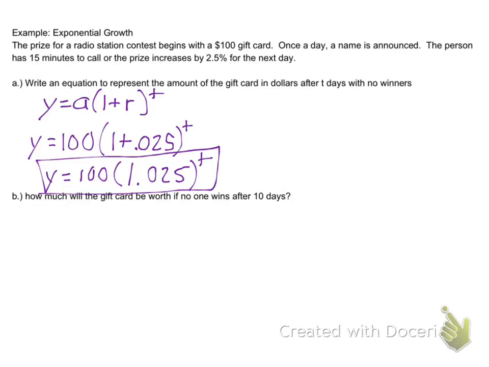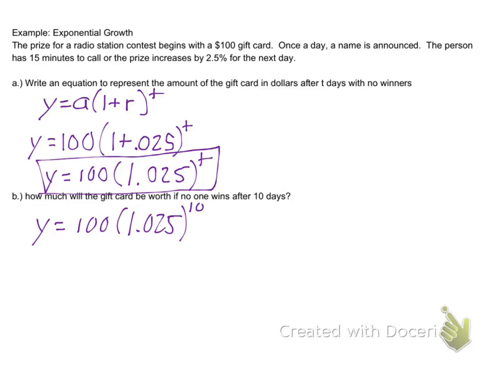Now we have to figure out 10 days. So what do you do? Put 10 for t. y equals 100 times 1.025 to the 10th power. You guys probably have to take a calculator out. That's fine. What is 1.025 to the 10th power? And then multiply that by 100.